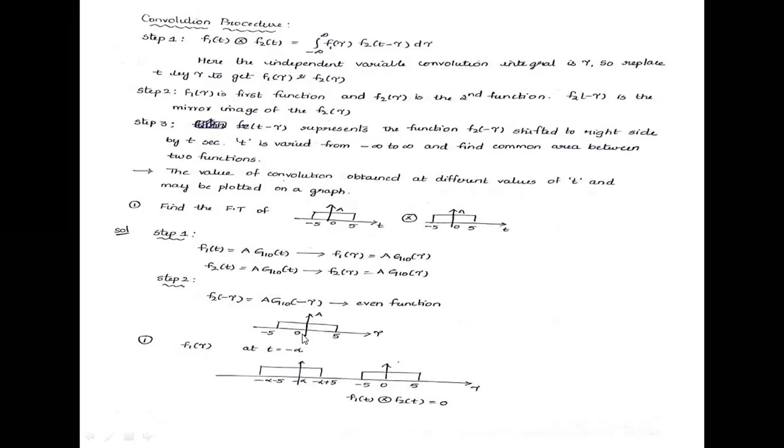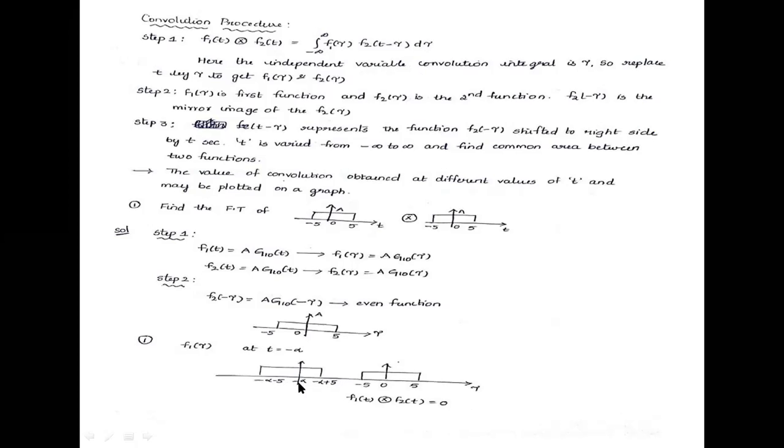Minus 0 to the same value, and 0 to 5 is also the same value, even if it is folded. And f1 of tau is equal to... at t is equal to minus infinity. t is equal to minus infinity means minus infinity minus 5 and minus infinity plus 5.